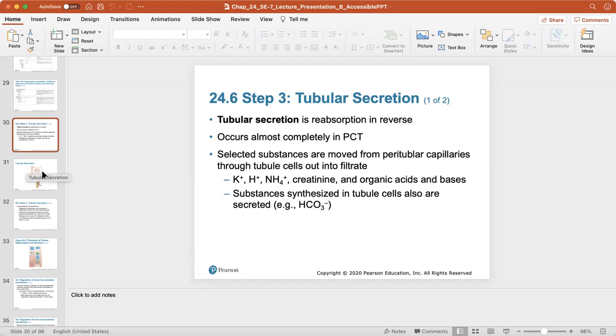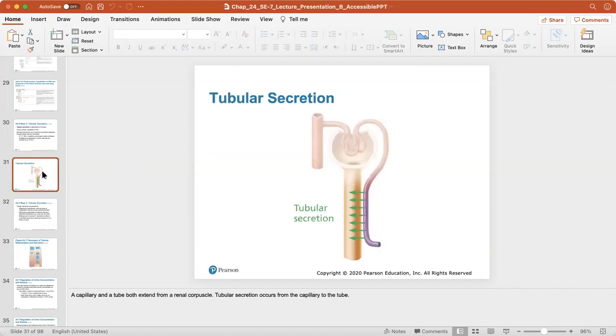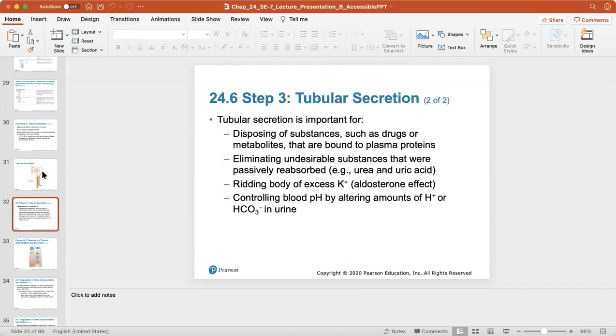So we have potassium, hydrogen ions, ammonia, creatinine, and organic acids and bases. Substances synthesized in the tubule cells are also secreted. So again, this is where we're at right now. We're in the third step of urine formation, tubular secretion.